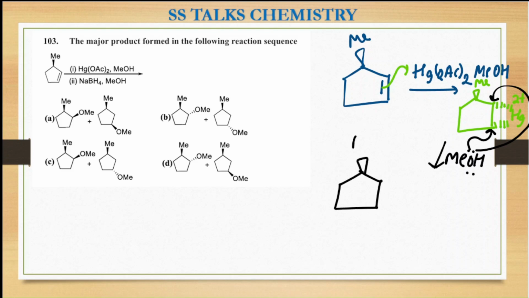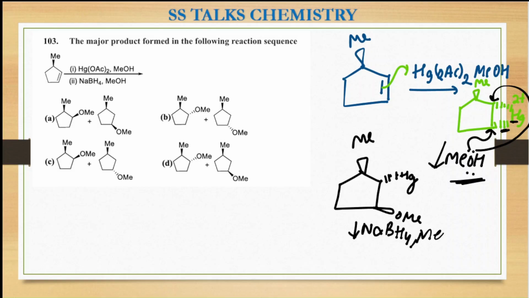At the wedge position this methyl group is present. Now the mercury group that is present is at the dash position, so the methanol will be attacking from the wedge position. So this species we will be getting, that is here at the dash position, you can say this is the Hg species that we have got, which on further treatment with NaBH4 and methanol acting as a solvent, demercuration will be done, and here we will be getting this species as the final product.